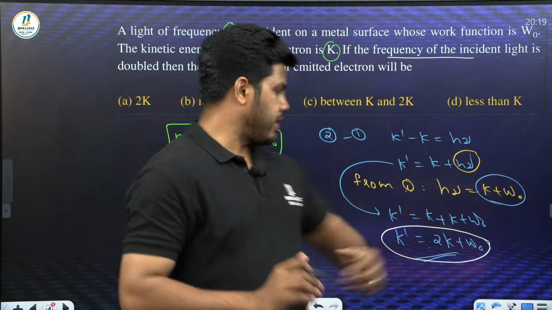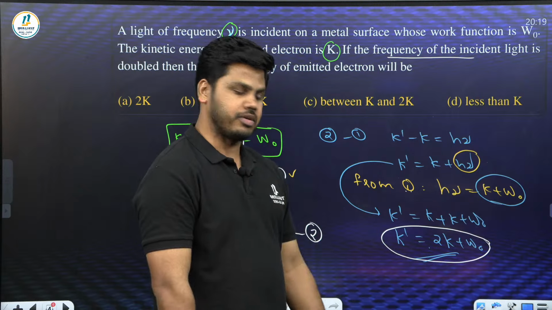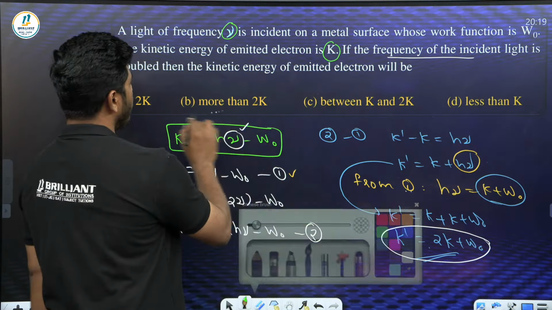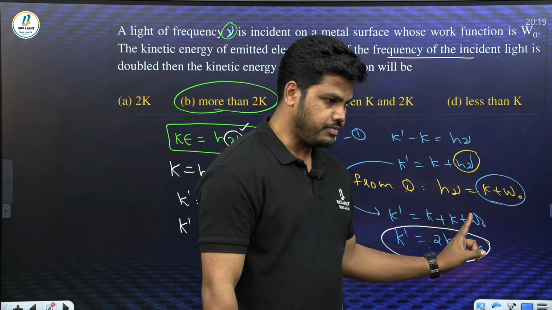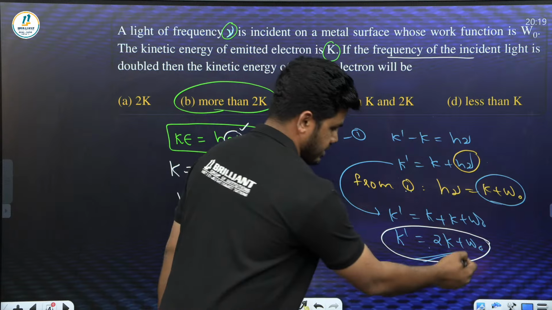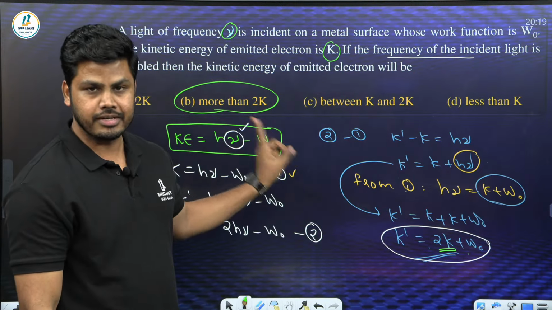So what is your option? K dash is going to be 2K plus W naught. So we can say your new kinetic energy is more than 2K. Option B, more than 2K. Yes, more than 2K means 2K plus W naught. So we get 2K plus something, so it is going to be more than 2K. That is your correct answer, option B.